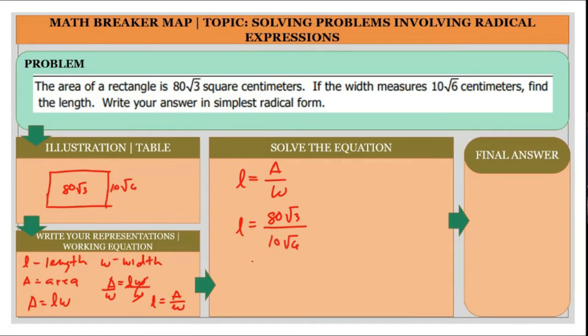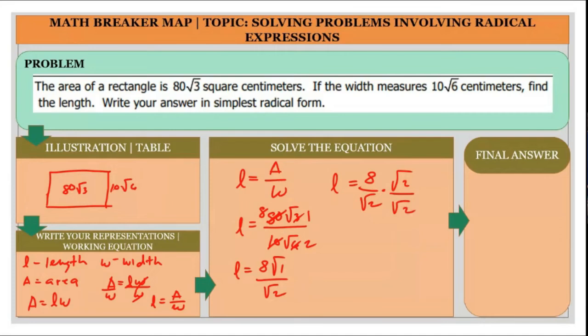Moving further, we will now simplify the given radical. So 80 divided by 10 is 8. The common factor here is 10. And for the radicand, 3 divided by 6. The common factor between 3 and 6 is 3. So 3 divided by 3 is 1. 6 divided by 3 is 2. So now you will have 8 square root of 1 over square root of 2. Now, since it is square root of 1 in the numerator, we will just have the length. So the length will now become 8 over square root of 2.